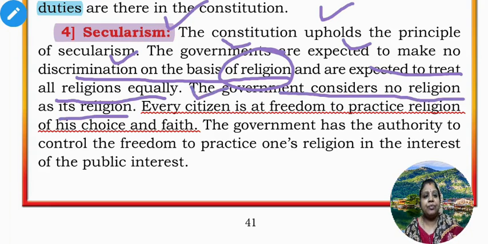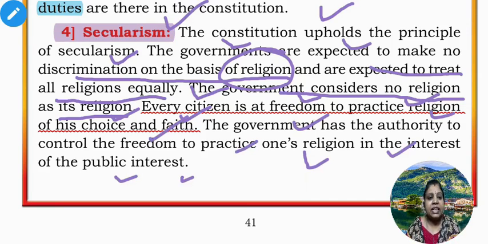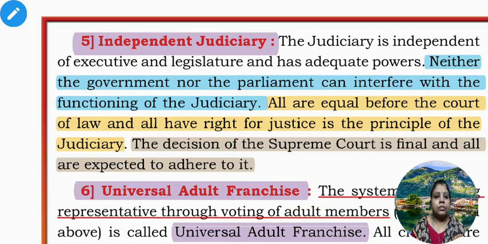Every citizen is free to practice any religion according to their choice and their faith. The government has the authority to control the freedom to practice one's religion in the public interest. So the government is there to protect our religion and we have our own freedom to practice it. In my next video, I will continue the explanation about salient features: independent judiciary, universal adult franchise, etc.